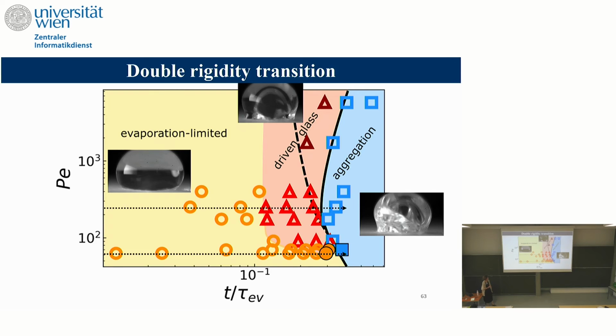If I go much slower, I don't have this driven dynamics, because I go sufficiently slow so that even the glass can cope with this rearrangement. And I just have a transition from evaporation to aggregation.